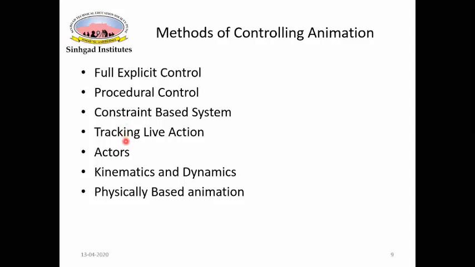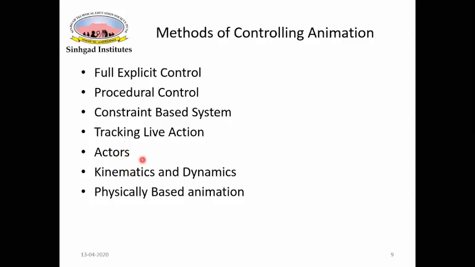Next, we have tracking live action. In this, animation is created by replacing the human actors with their animation equivalent. The technique provides realistic motion. In most of the movies we saw, for getting the action and expressions of the animated character, we use such expressions. First we get them from a human actor and then we map them onto our character.